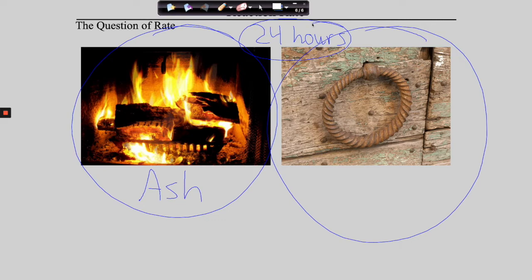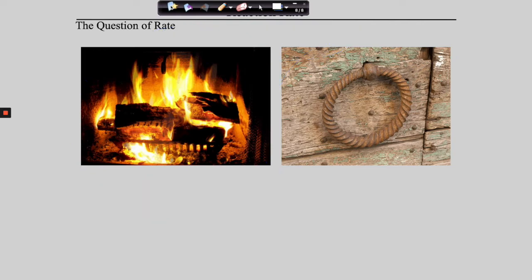So now, guys, let's tie this to rate. Fire is a reaction that goes very quickly, a high rate. The rusting of metal is a reaction that goes much more slowly, a slower rate. So then, guys, the question becomes this. Why do some reactions go really fast, and why do some reactions go slower? Now, guys, in order to answer that question, switching to the next slide, we have got to talk about an important question. Fast or slow, what has to happen for a reaction to take place?